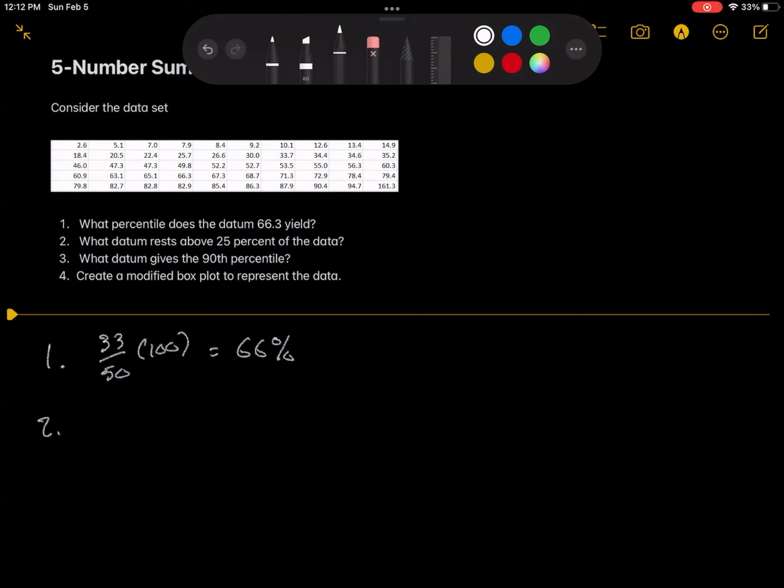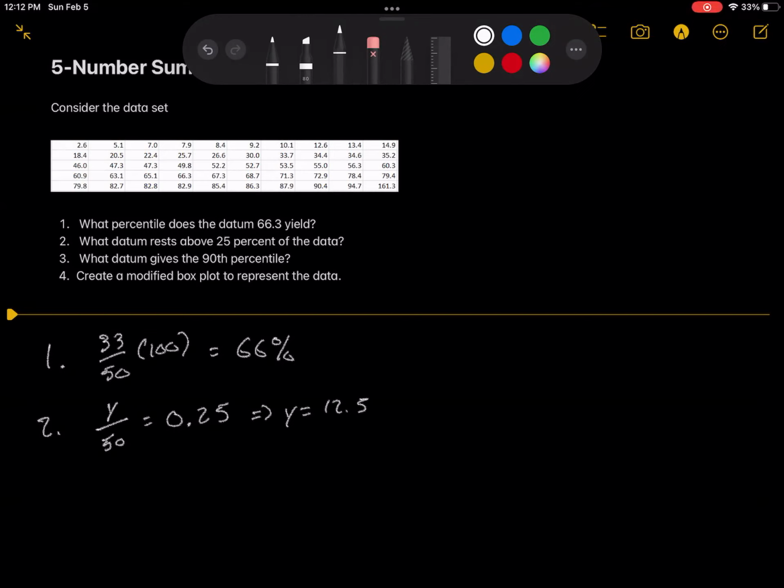Number 2 asks, what datum rests above 25% of the data? So I'm going to find the 25th percentile. Here we'll do the exact same equation, except now we don't know how many values we have to count, right? How many values out of the 50 gives me 25% of my data? So if I rearrange this equation and solve for y, I throw the 50 onto the other side, I find that y has to be 12.5. So I need to count 12 and a half values to get to my 25% mark.